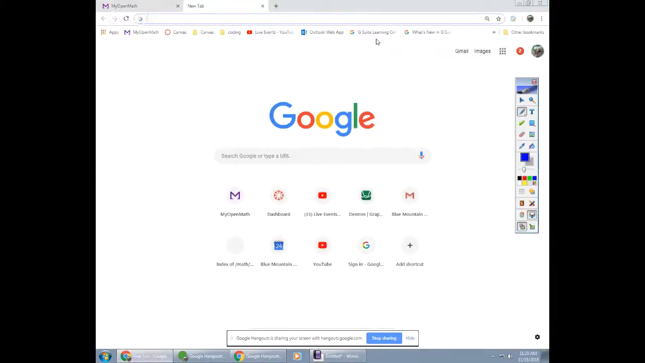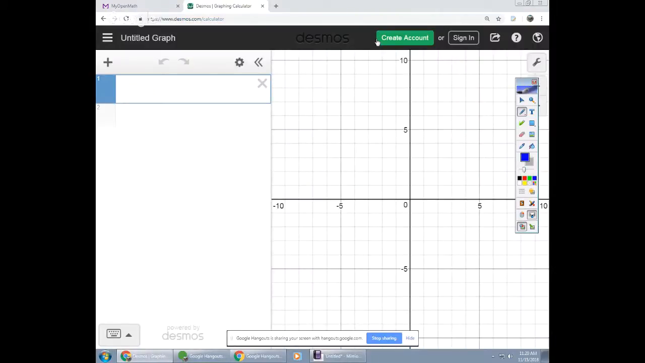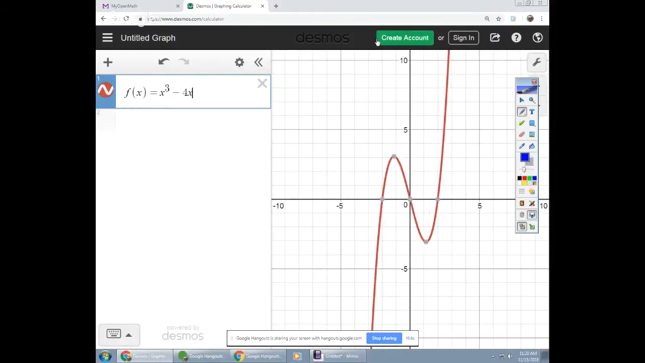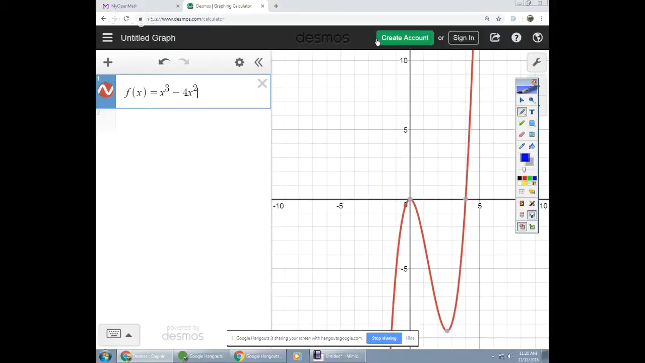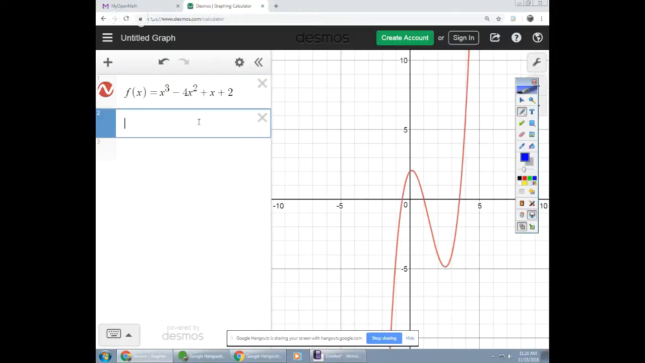Okay, so let's see. I'm going to bring up Desmos. And function f of x is x raised to the third minus 4x squared. It's x plus 2. Does that sound right? Oops, something went wrong there. Oh, my square ended up in the wrong spot. I think that's what I wrote down. And I still have an empty square there. Okay, so there's my function.